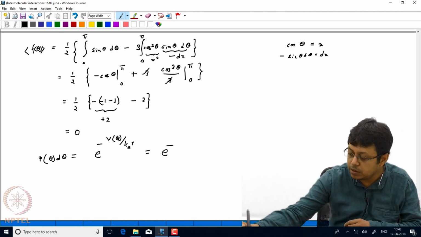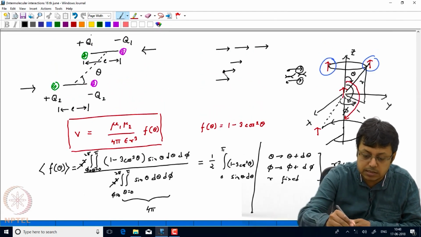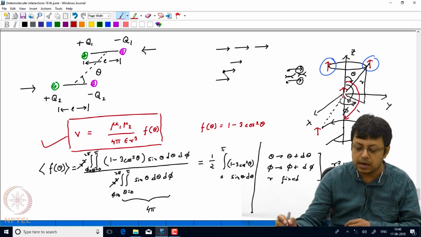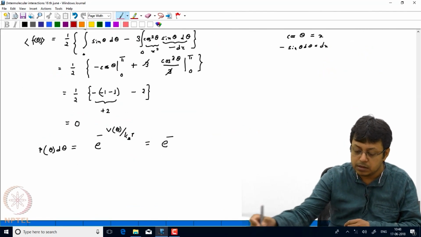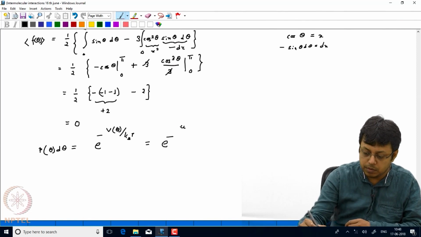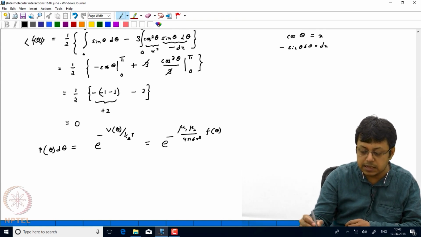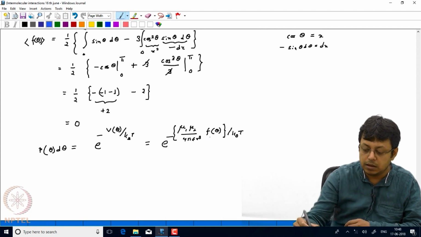And what is the interaction potential? We already discussed it. What is the general form of this interaction potential? This is the general form: I have mu1 mu2 by 4 pi epsilon r cube into f of theta. Now you see that all the theta dependence in E, which of course will be divided by kBT, is coming from this term f of theta.